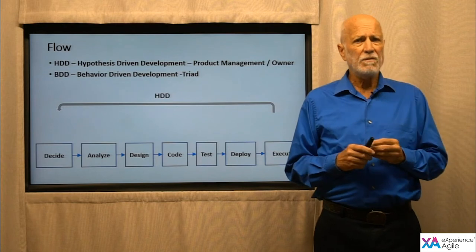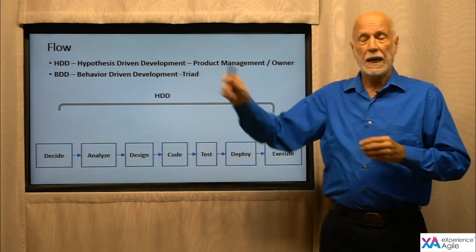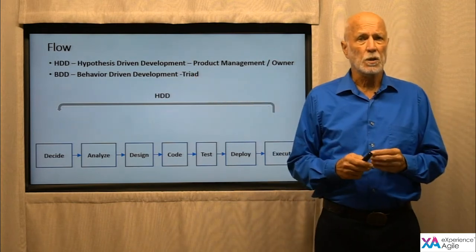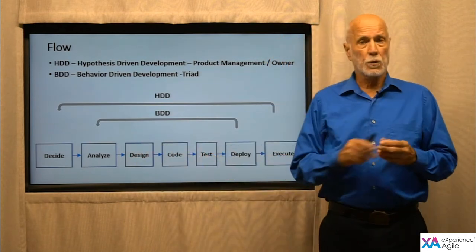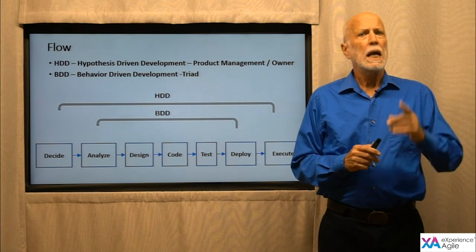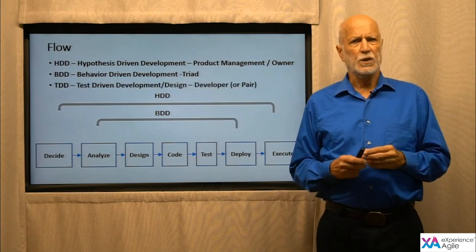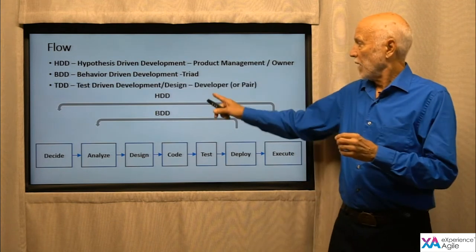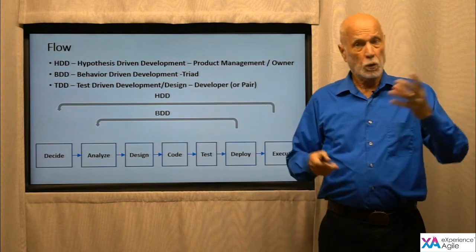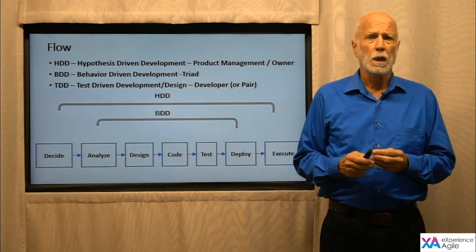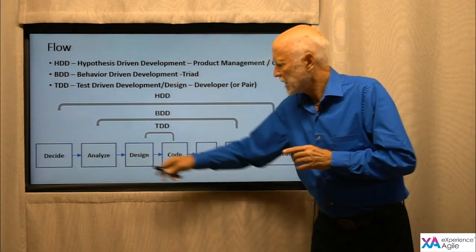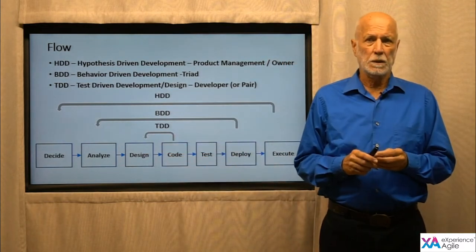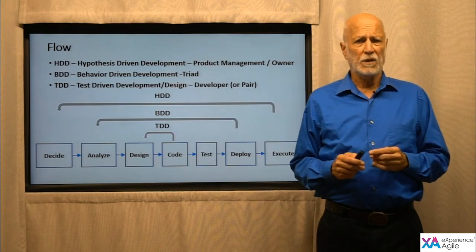And then we have behavior-driven development, the triad: the customer, developer, and tester. And that starts when we analyze the requirements and runs through the deploy stage. And finally, we have test-driven development, where a developer, a pair of developers, or a developer and a tester operate, and that's tightly coupled into the design and coding phase. So there's our three levels.